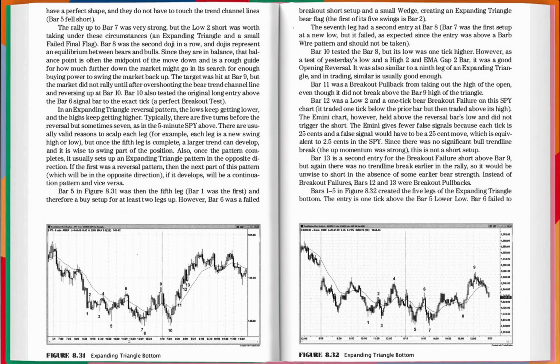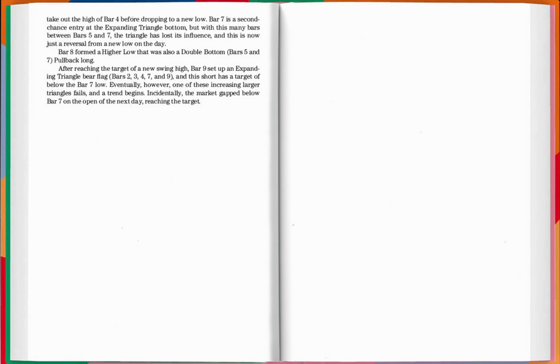Bars 1-5 in figure 8.32 created the 5 legs of the expanding triangle bottom. The entry is 1 tick above the bar 5 lower low. Bar 6 failed to take out the high of bar 4 before dropping to a new low. Bar 7 is a second chance entry at the expanding triangle bottom. But with this many bars between bars 5 and 7, the triangle has lost its influence, and this is now just a reversal from a new low in the day.